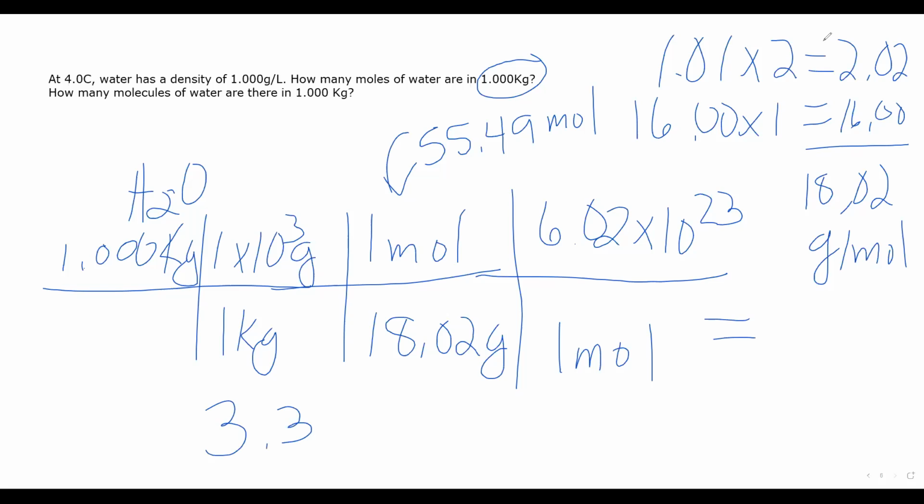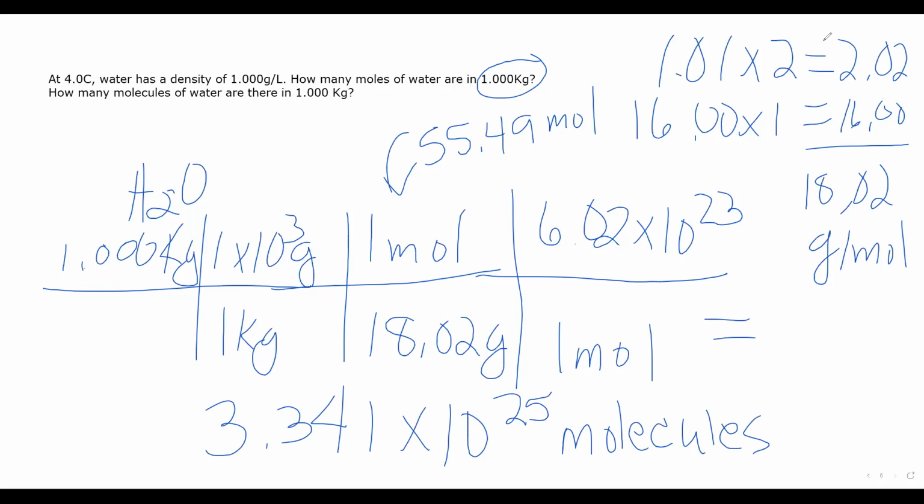And we need 3.341, because we need all 4 sig figs, times 10 to the 25th, sorry, molecules. Okay, of water, of H2O. We know everything here is about water, but that's how you do it. So make sure that you go through all the steps. That's why this diagram is very, very helpful, I think.